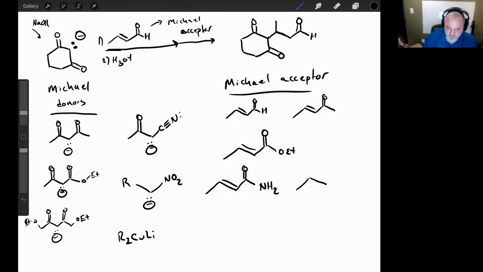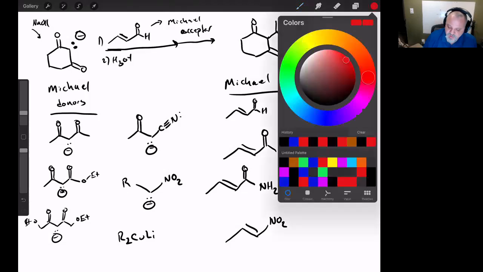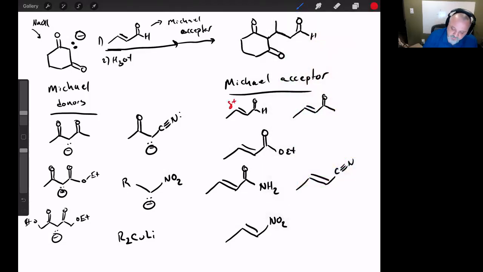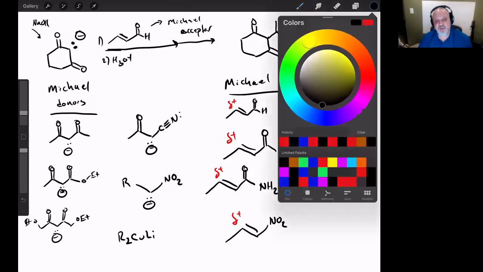Could be a nitrile. That'll work. And it could be NO2 as well. And all of these things have in common that there's partially positive carbons at the beta position. And when reacting with all of these Michael acceptors, they're going to form carbon-carbon bonds at the beta position.